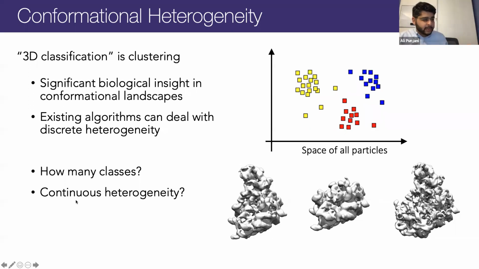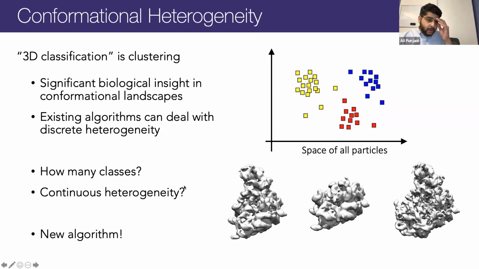So there's a big question of how many classes really are there? How many clusters should we split? And the bigger question, how do we deal with continuous heterogeneity in this framework? Continuous heterogeneity won't cause images to form clusters. It'll cause images to lie on a continuous manifold.